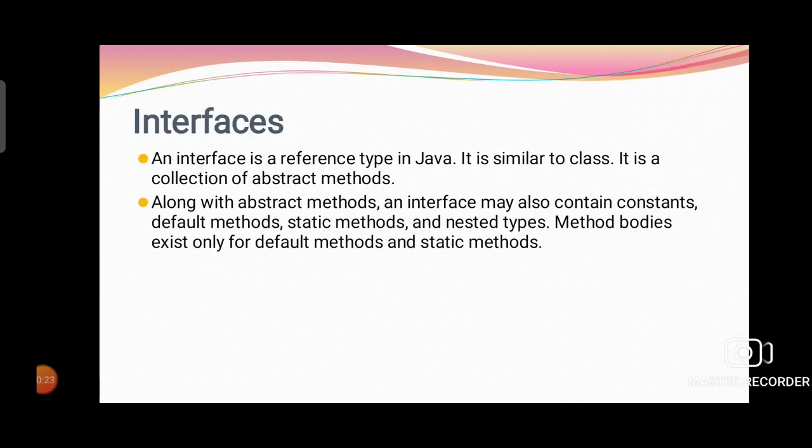Interface is a reference type in Java. It is similar to a class. It is a collection of abstract methods. An interface may also contain constants, default methods, static methods, and nested types.